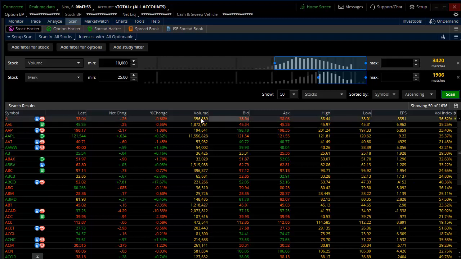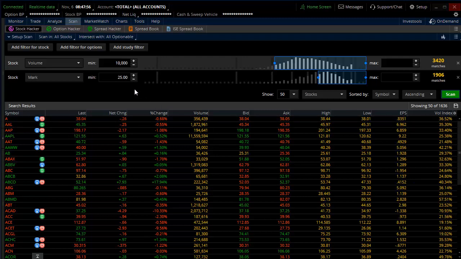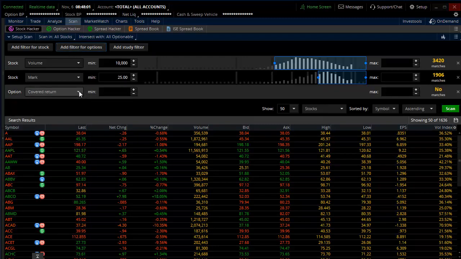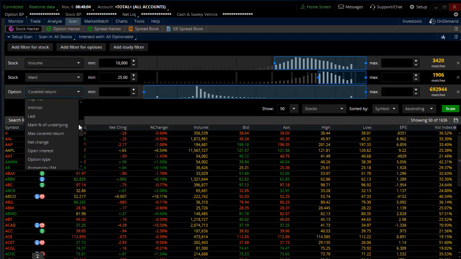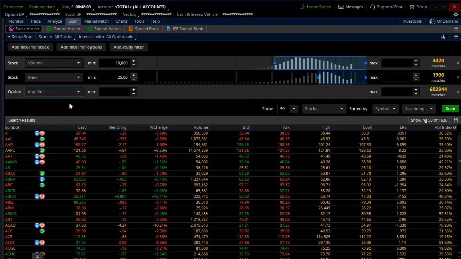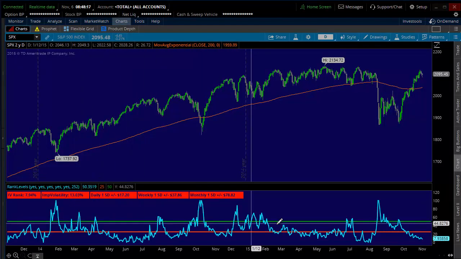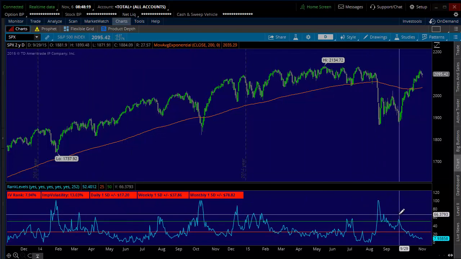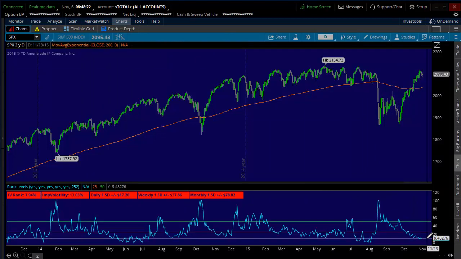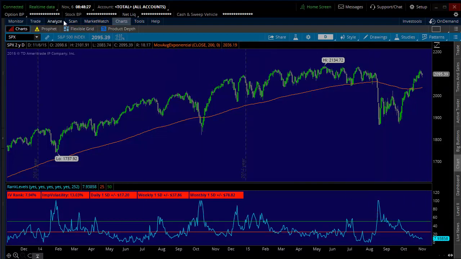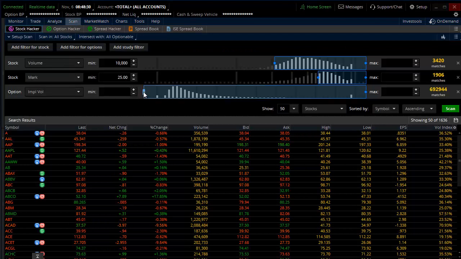All right, and once I have that, if I come in here and add a filter for options, I want to look here and say implied volatility. Where are we at here? All right, implied volatility. Again, we are looking for stocks that have a higher implied volatility. Coming to charts, I want to be selling options when the implied volatility is high. This is the SPX. Implied volatility is relatively low. We want to be selling it when it's high. All right, so I want to add that implied volatility.